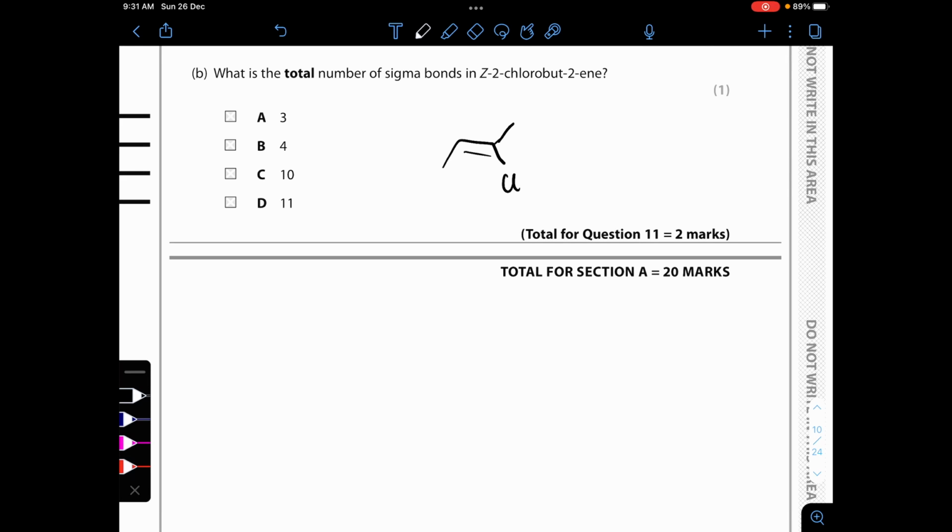So let's actually draw this. This will be our C double bond C. There'll be C, H, and H. And then C is bonded to Cl, and then we have another C, H, and H.